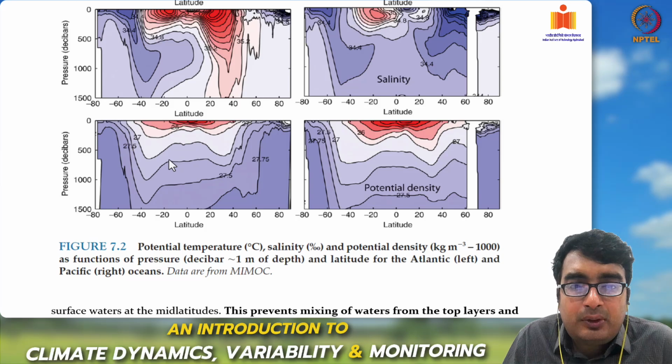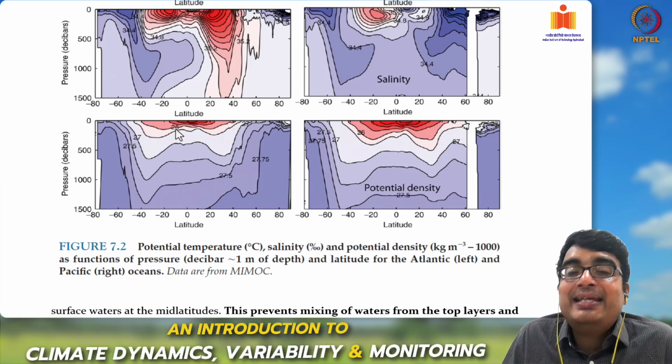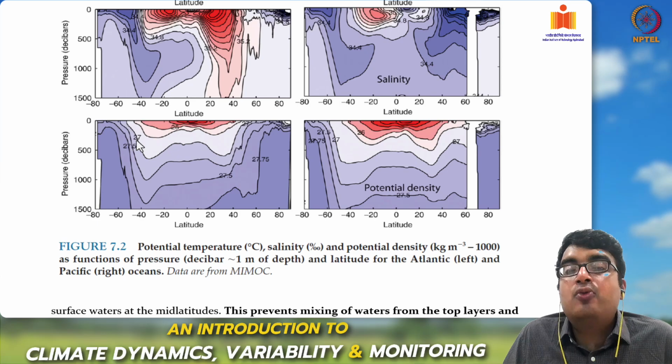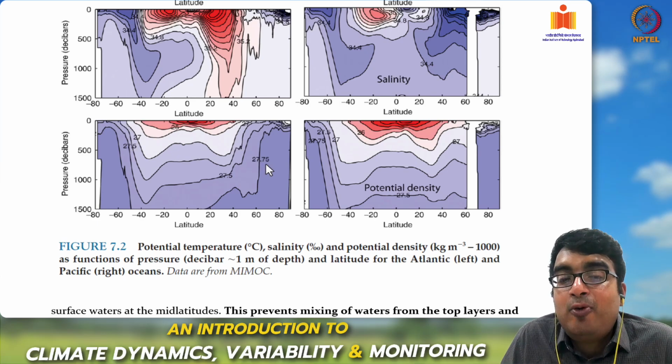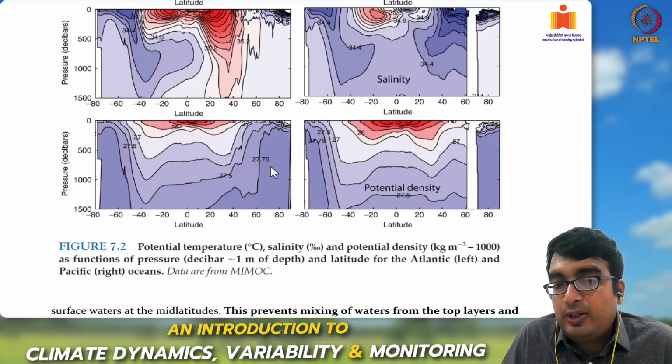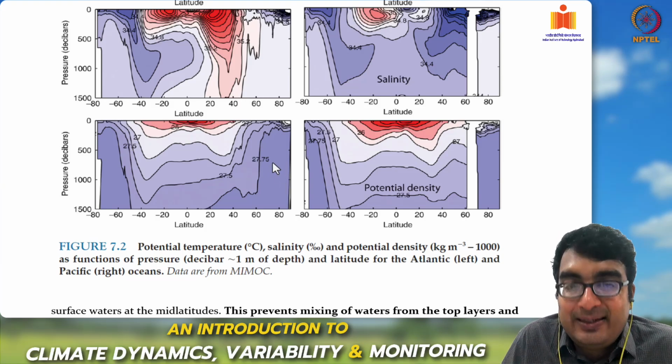Okay. So this is basically 1026 kg per meter cube, this is 1027 kg per meter cube, this is 1027.75 kg per meter cube. Okay, so we are removing the 1000, so we are getting the density deltas.